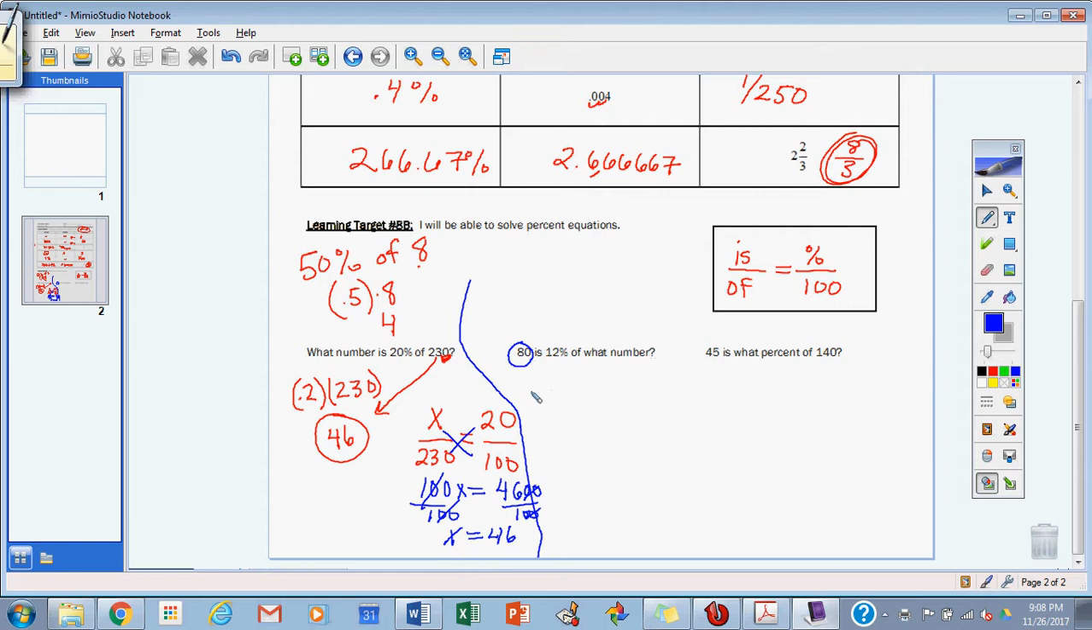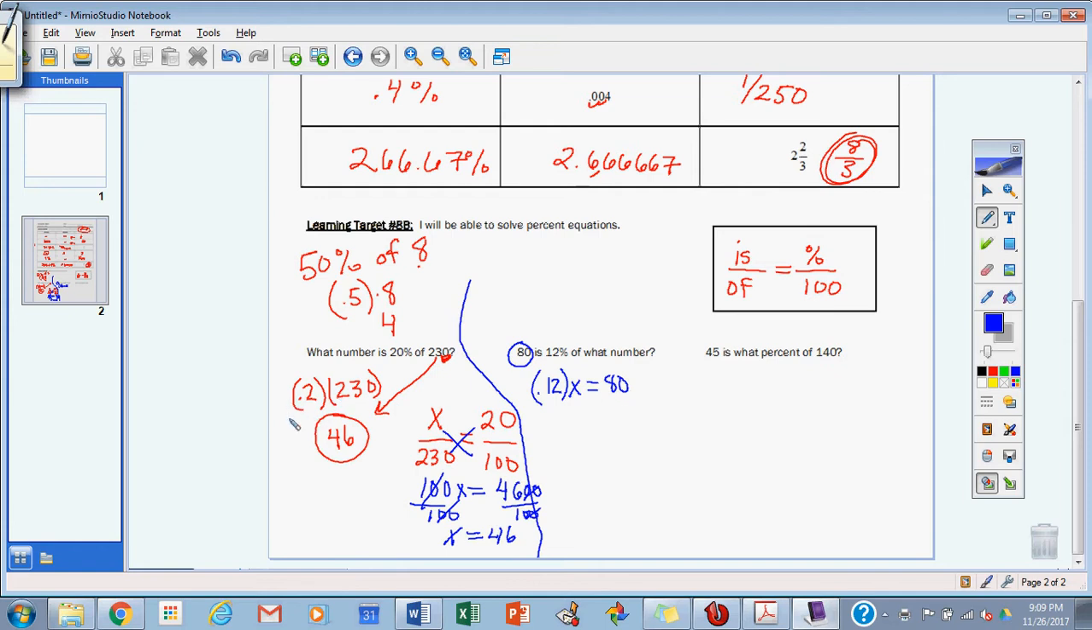So the way to show this in an equation would be, hey, we're going to take 12%. That's 0.12 as a decimal. We're going to take 0.12, but what are we taking 0.12 of? Of some number. We don't know what number it is, but we do know that when we take a percent times that number, we would get 80.